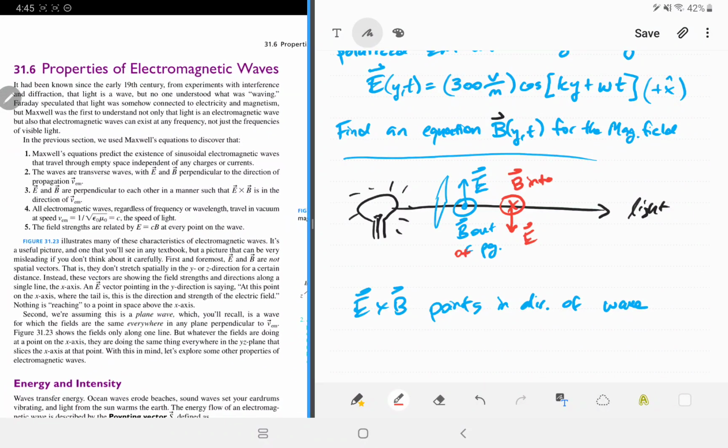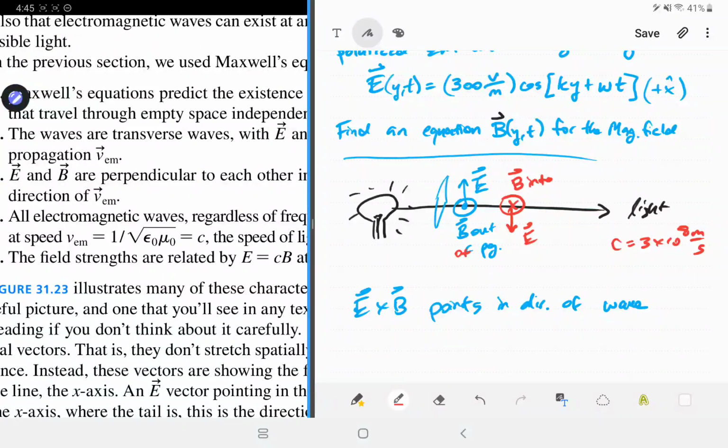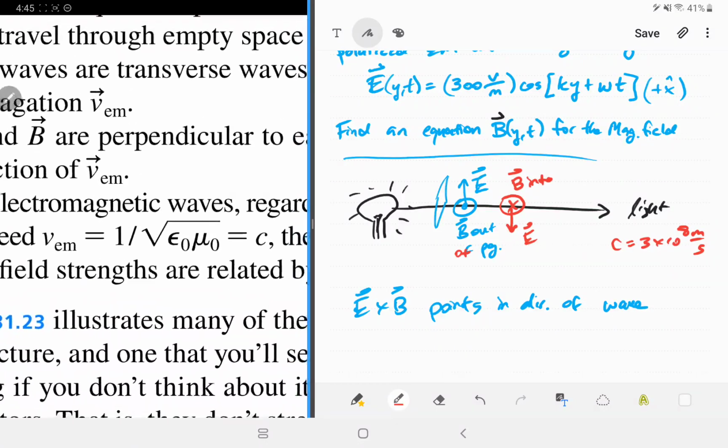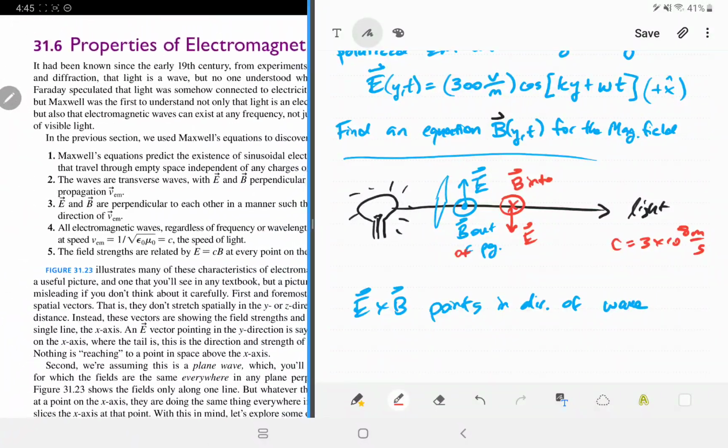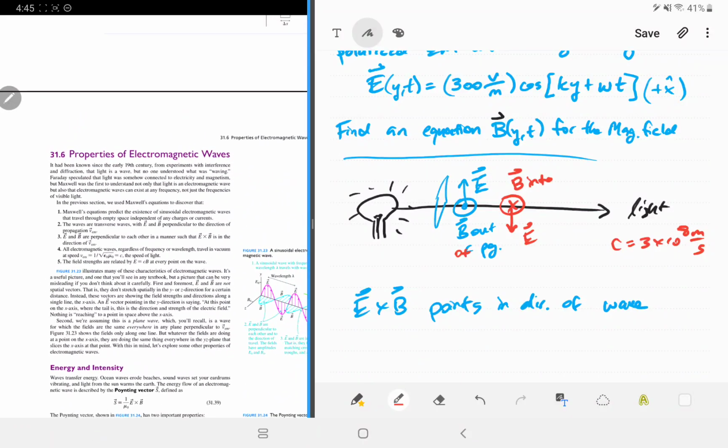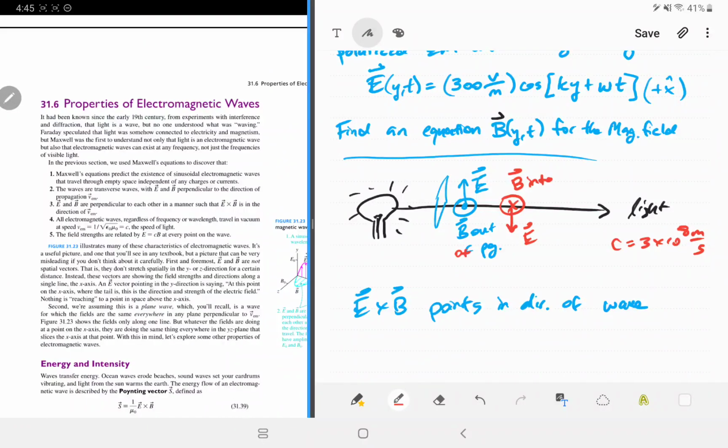Okay, number 4, all E&M waves travel at the speed of light. That you're used to. C is 3.00 times 10 to the 8 meters per second. What your book went over in previous sections was that you can derive this speed from the permittivity and permeability of free space. So this is 1 over square root of epsilon naught mu naught. You might recognize those quantities from E&M. You can derive this 3 times 10 to the 8 from that.